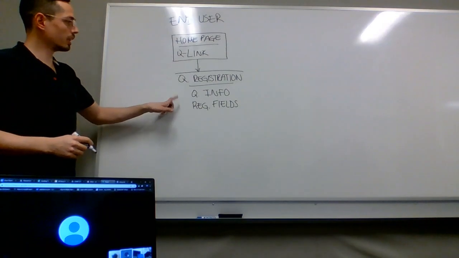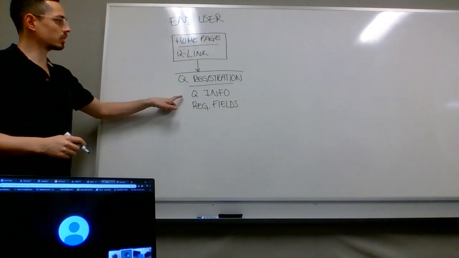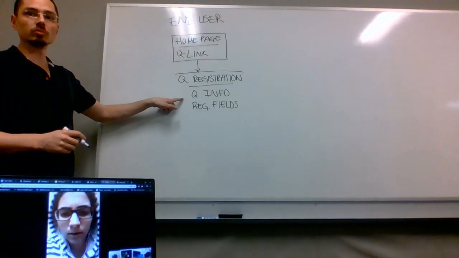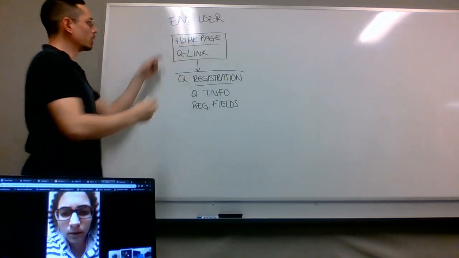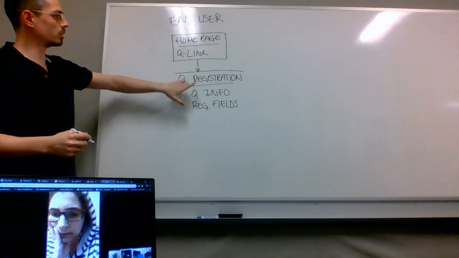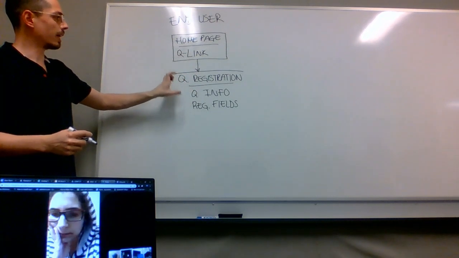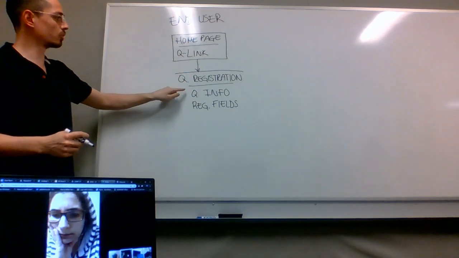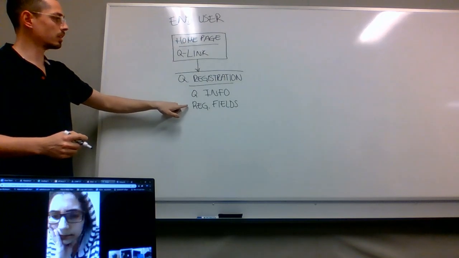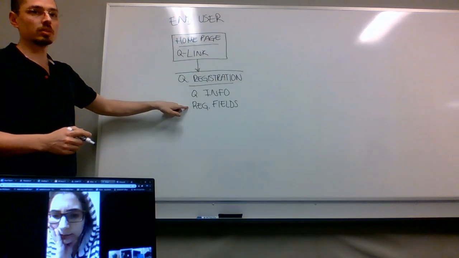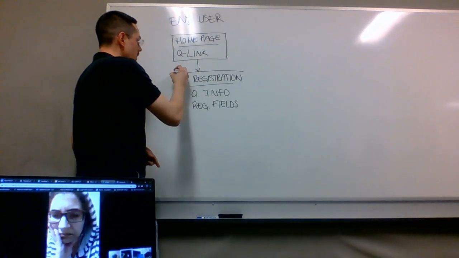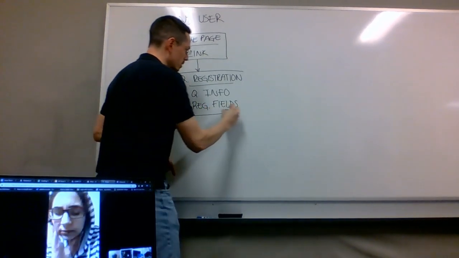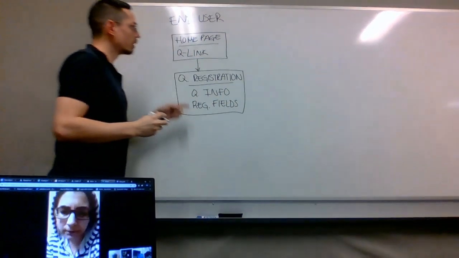Will the user need to see anything else on this page? Because he will get a link that will bring him to this registration page, and here he will see the information of the queue and the required fields. Anything else at this point? No, I don't think so. Okay, so we're doing good.